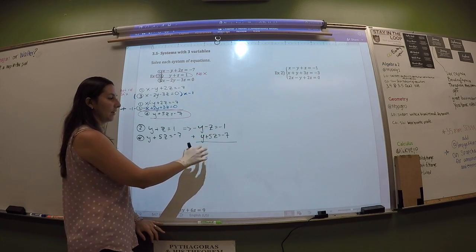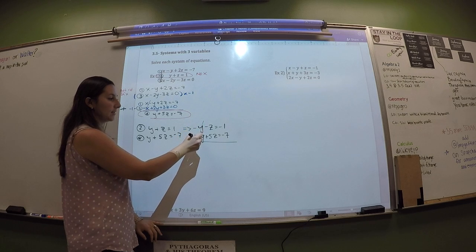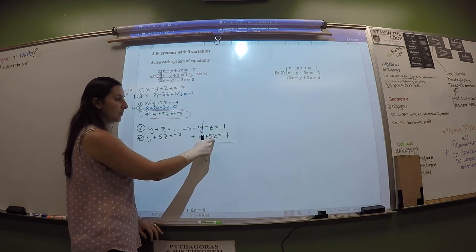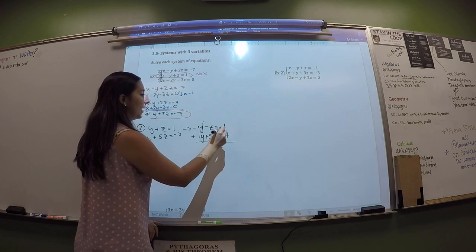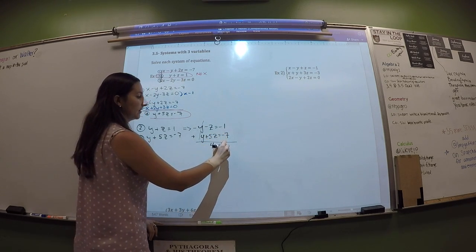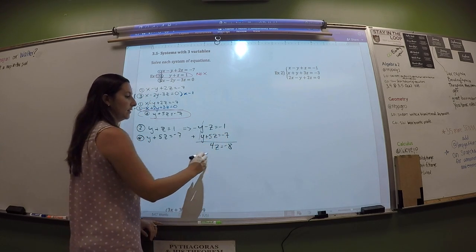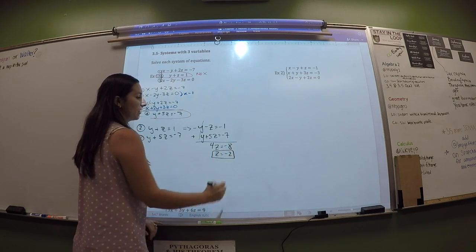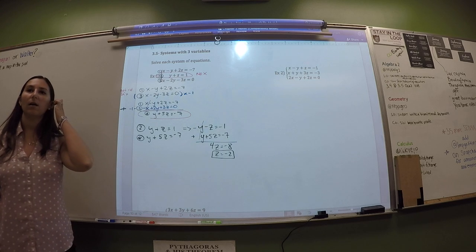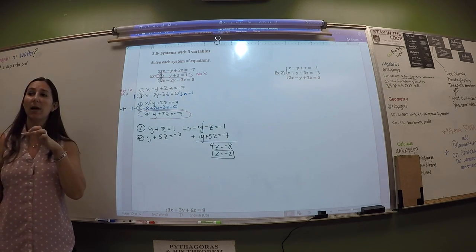Now we're going to add everything. Negative Y plus Y is nothing. Negative Z plus 5Z is 4Z. And negative 1 plus negative 7. And so what's Z? Z is negative 2. So we have one of our variables. We're missing X and Y.